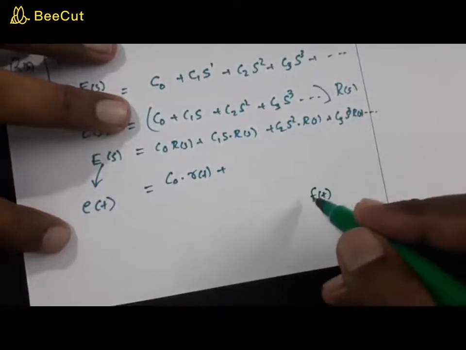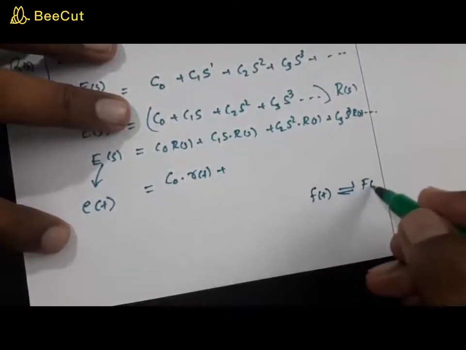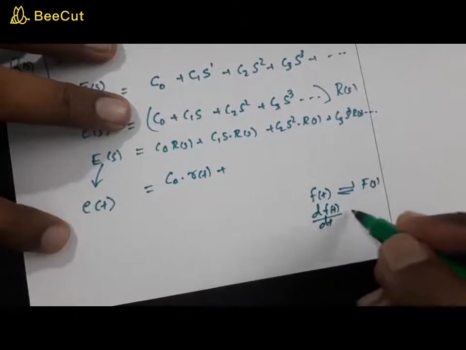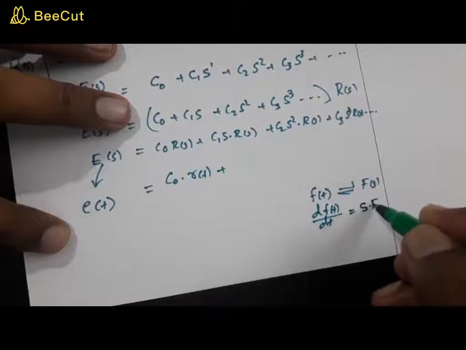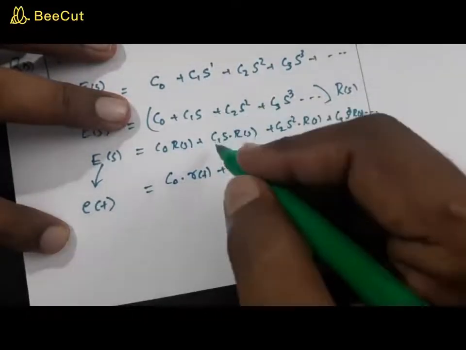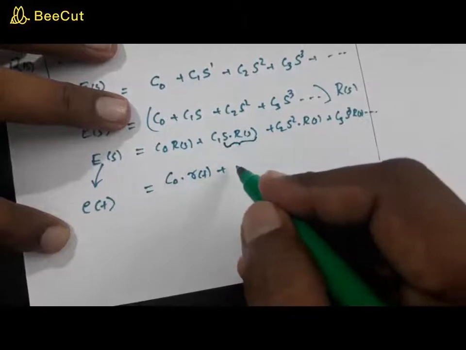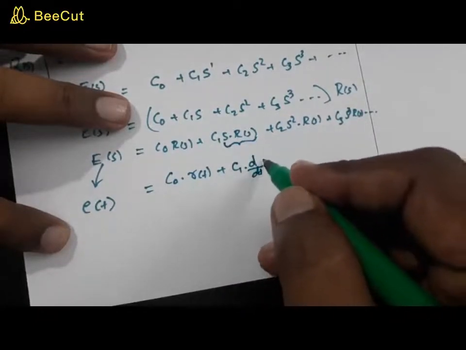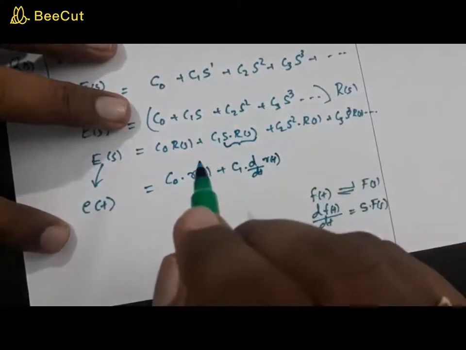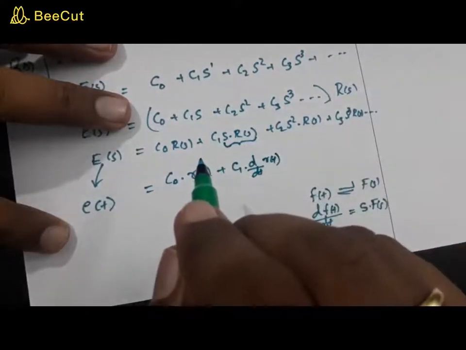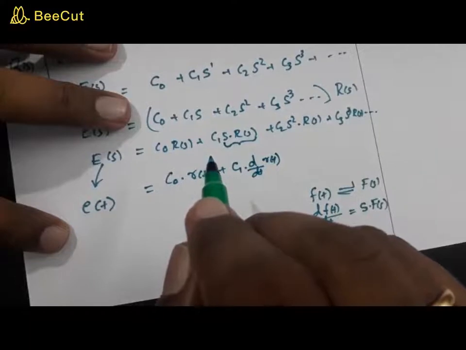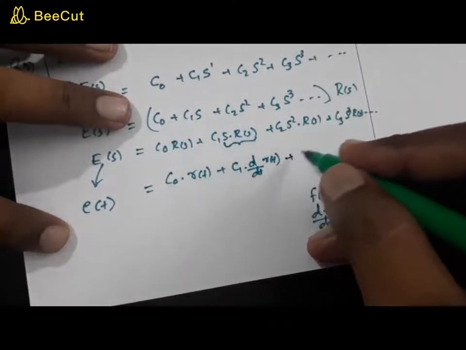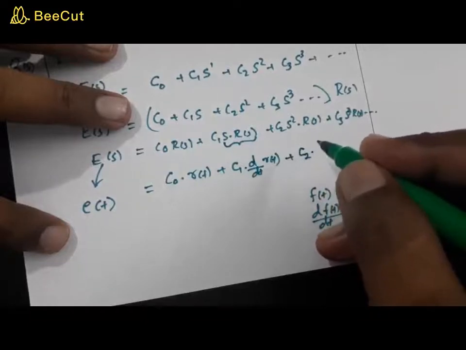So if you have f of t whose Laplace transform is f of s, what is the Laplace transform of df of t by dt? This is equal to s into f of s. Okay, so you can call this as C1 into the derivative d by dt of r of t. Right? Is it clear?